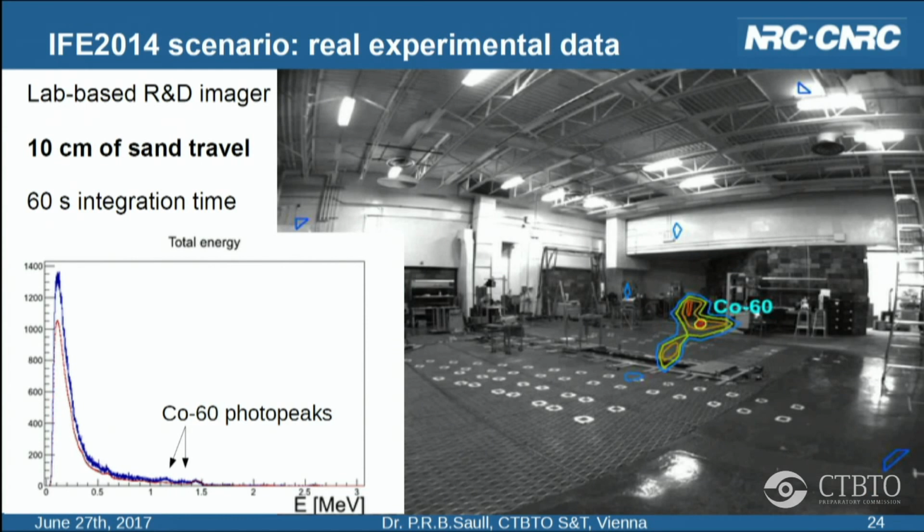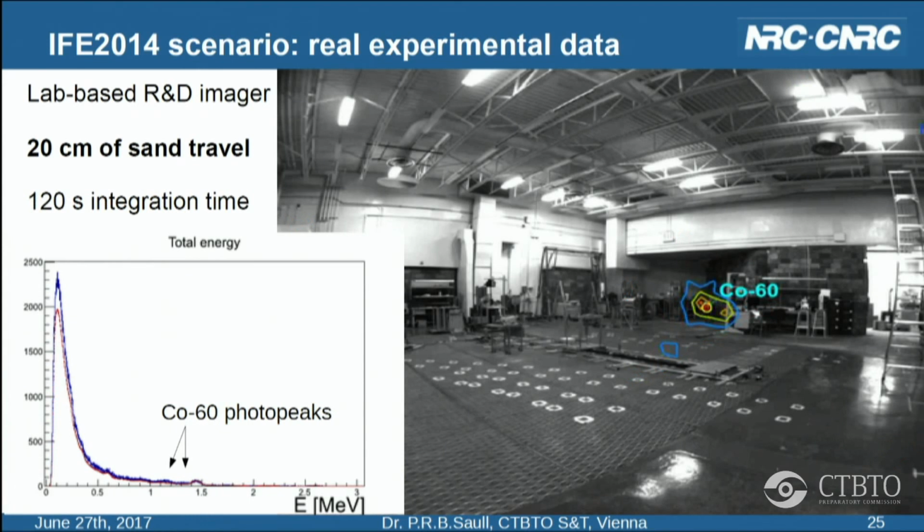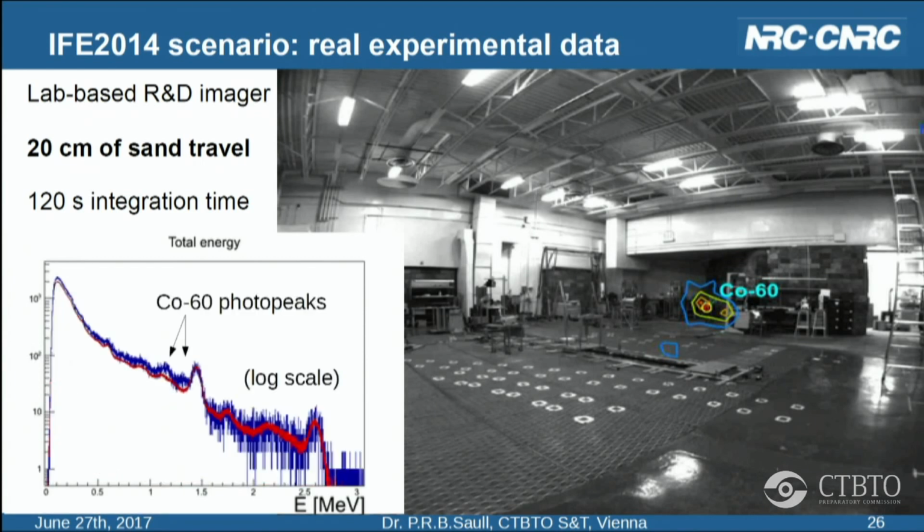Here's 10 centimeters of sand for 1 minute. We see we've reduced our peaks, but we're still able to reconstruct the position of the source. 20 centimeters of sand in 2 minutes. We can hardly see those photopeaks, but if we go with the log scale, you can see they're still there, and we can reconstruct the source.